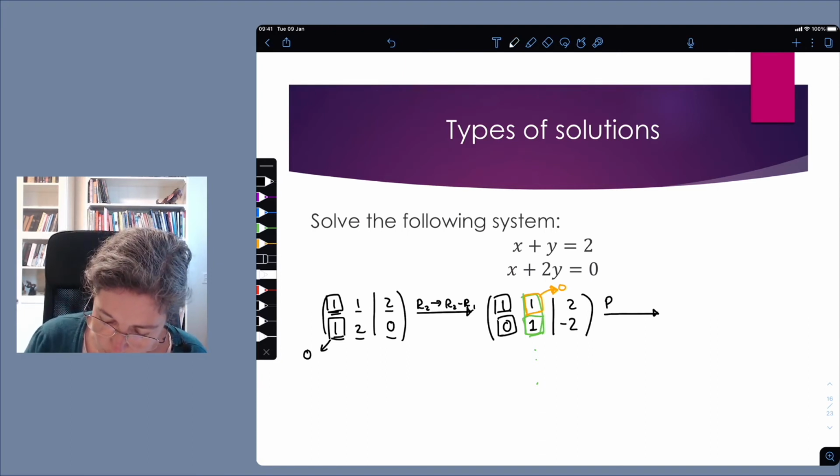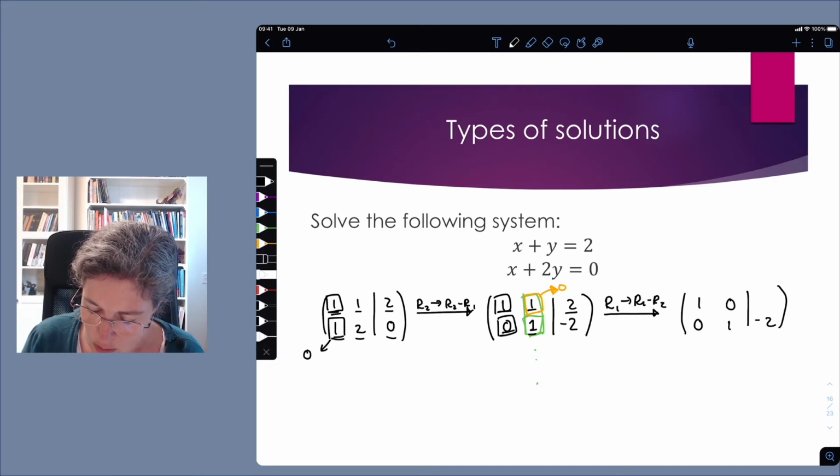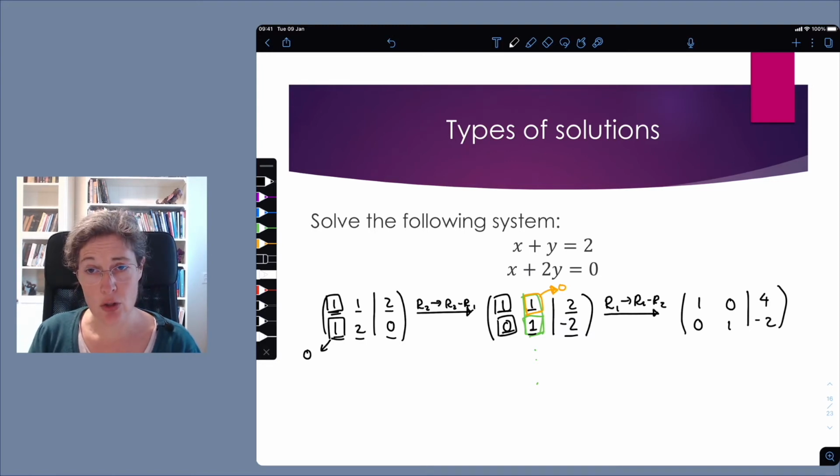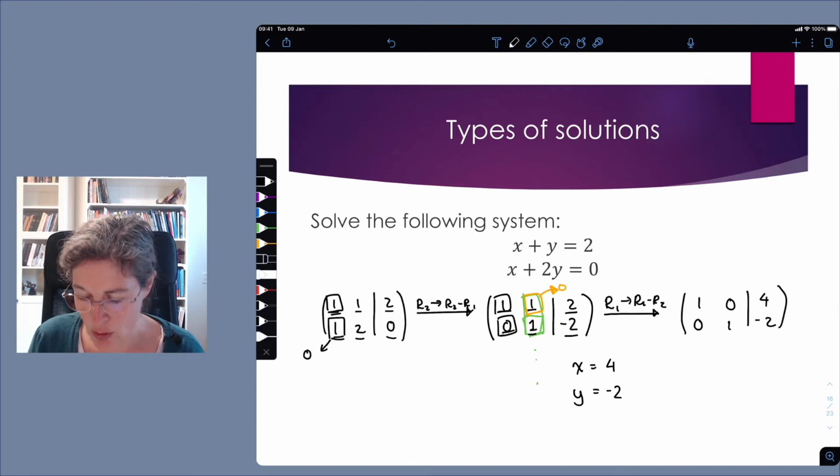So row 1 becomes row 1 minus row 2. I'm going to write down my row 2 because I'm not changing that. And I've got 1 minus 0, which is 1, 1 minus 1, which is 0, and 2 minus minus 2, which is 2 plus 2, so that's 4. Now I've got my solution. My solution is that x is equal to 4 and y is equal to minus 2.